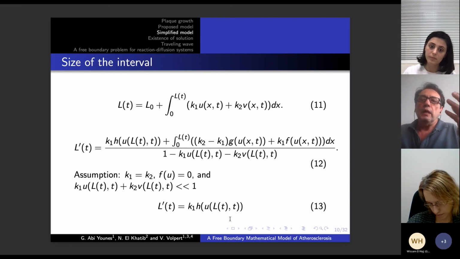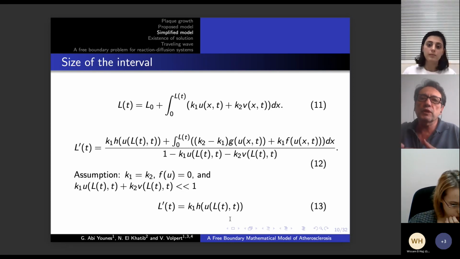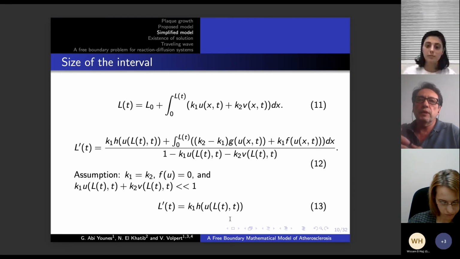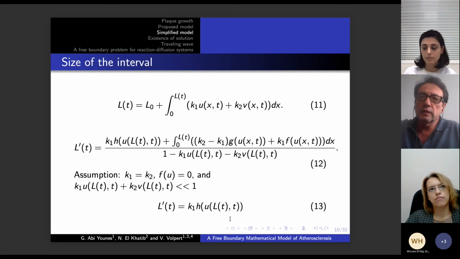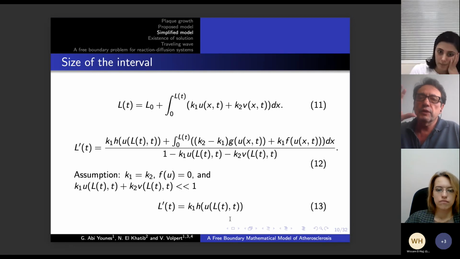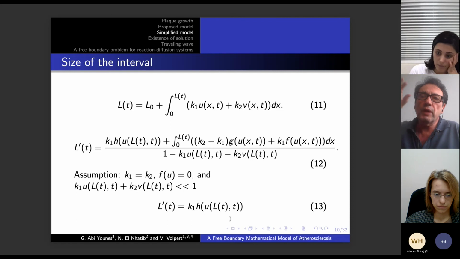So, the boundary can move not only because of the influx of cells, but because of the processes which take place inside the domain. This is why we consider this equation 11, which tells us that the width of the domain is determined by the number of cells inside. Not by the flux, but by the number of cells inside. This is the main assumption of this.